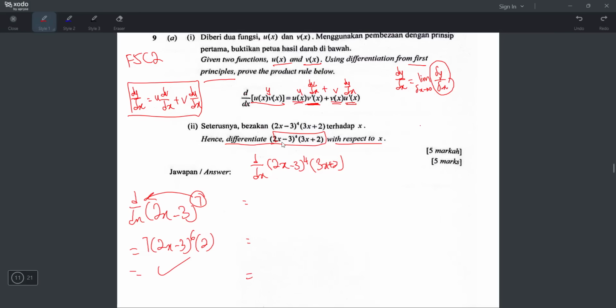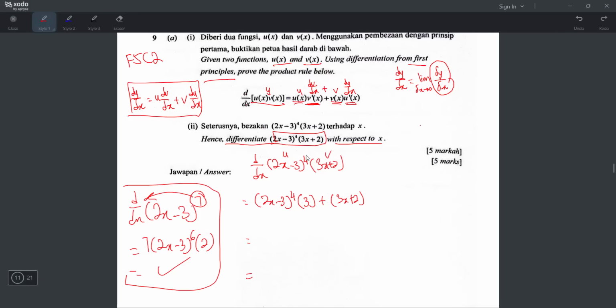All right, so this is my u, this is my v, and the formula is u differentiate v plus v differentiate u. So u is 2x minus 3 power 4, differentiate v means differentiate 3x plus 2. Differentiate 3x is 3, differentiate 2 is 0, so that's it. Plus v differentiate u, v will be 3x plus 2, right, in bracket. Differentiate u is differentiate 2x minus 3 power 4. This one you use the method I show you.